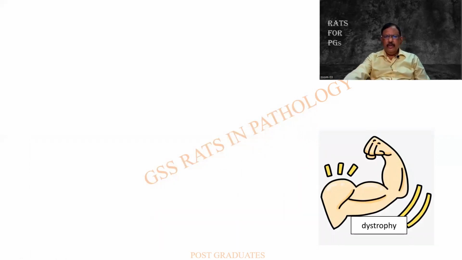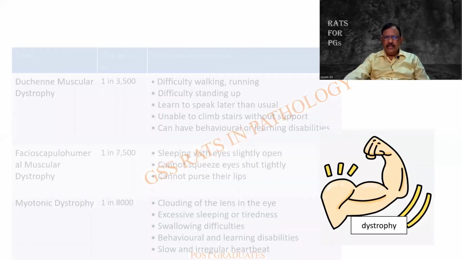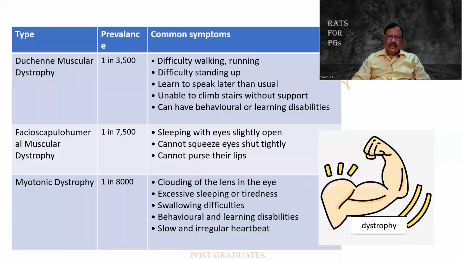So just a symbol to show that we are talking about the muscles, the dystrophy. This is a wonderful table. I had given it in another class of mine also. I would like you people to kindly read it repeatedly. Do not memorize. It will be in your minds forever. So this is the type, this is the prevalence, and these are the common symptoms.